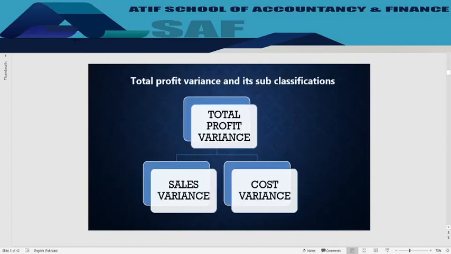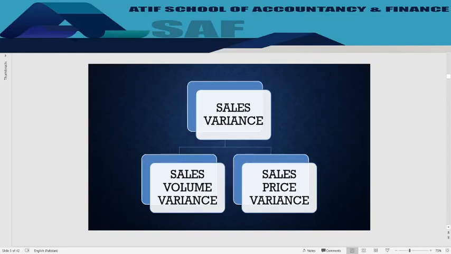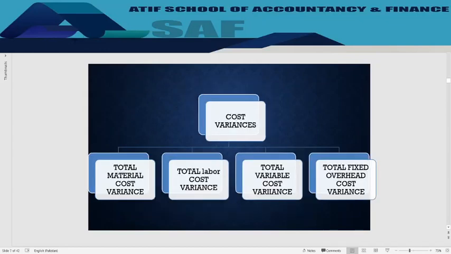Variance analysis. Variance analysis explains the difference between the fixed budget profit and the actual profit in detail. This total profit variance has its sub-classifications. Overall total profit variance comprises sales variance and cost variance. Further, sales variance is subdivided into sales volume variance and sales price variance, and cost variance is subdivided into material variance, labor cost variance, and variable and fixed overhead cost variance.